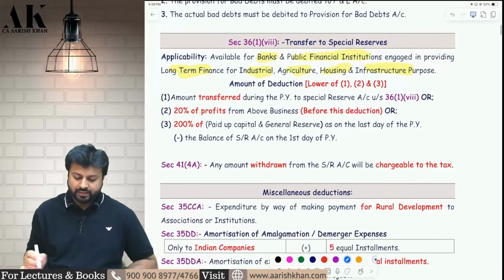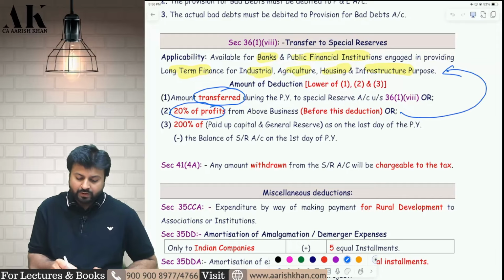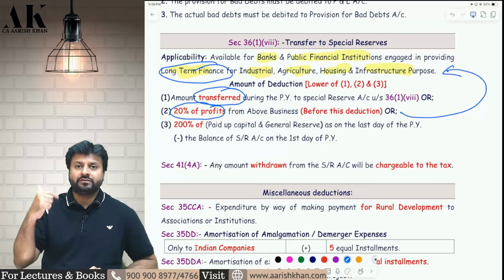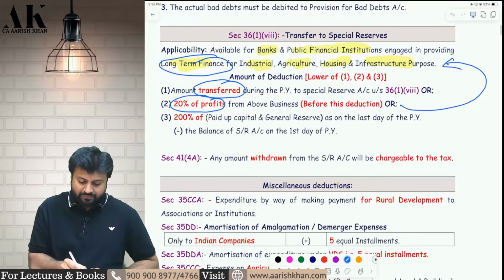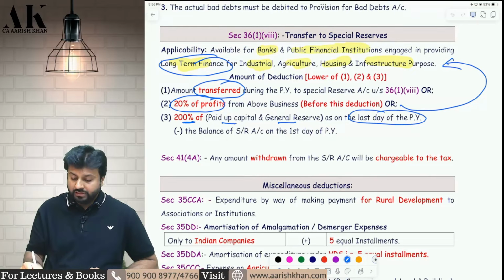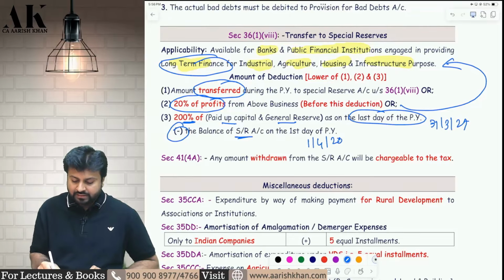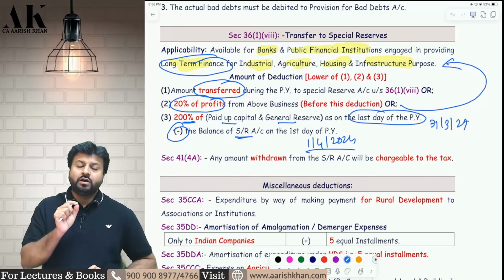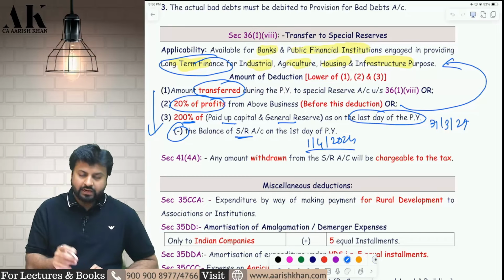So how much deduction will I get? Whatever amount you have transferred, point number 1, compare with 20% of profits from the above business. Above business means from giving loans, not all businesses, only from the profit of the money lending business. Okay, not other businesses. Take 20% of that and then compare that with 200% of paid up capital and general reserve on the last day of the previous year, that is on 31st March 2025, minus the special reserve account on the first day of the previous year, that is 1st April 2024. So take 200% of paid up capital and general reserve on the last day minus your special reserve account on the first day, then whichever is lower will be allowed as deduction.